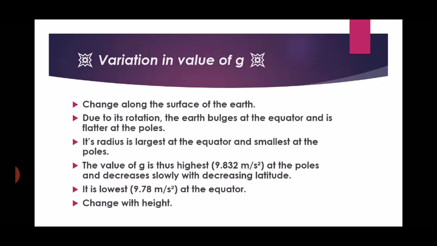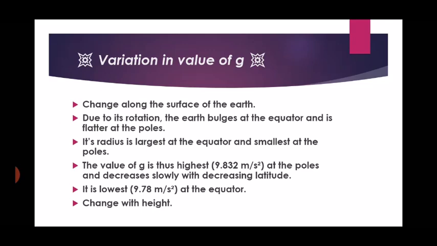Now our next topic is variation in the value of g. The g value, that is the gravitational acceleration, changes according to the situation. The first is the change along the surface of the earth.